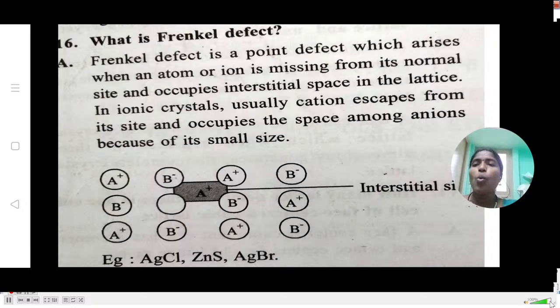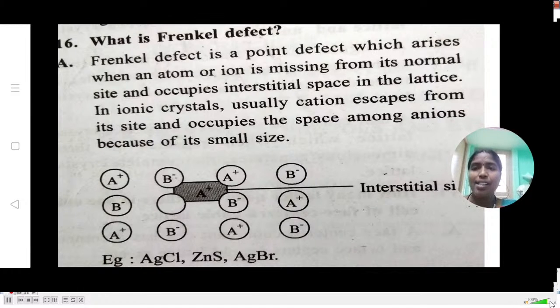Here see one diagram. Positive and negative ions are present in the structure. Of the total ions, one ion or atom is missing. It occupies the interstitial space. Interstitial space means in between the atoms. This is called Frenkel defect.